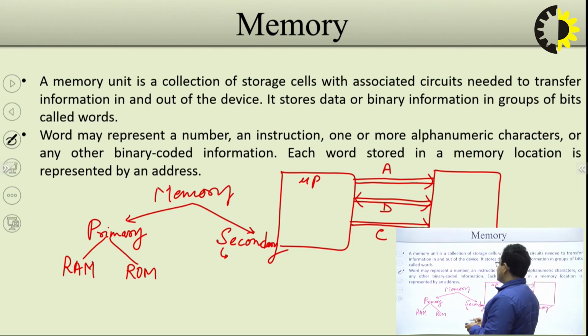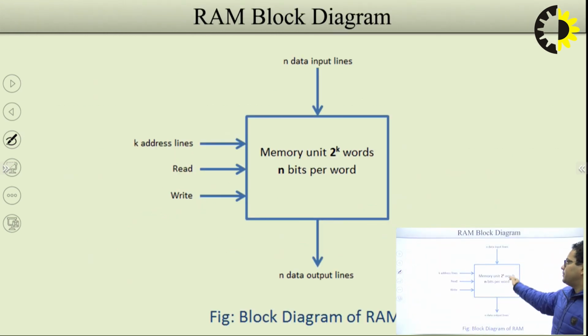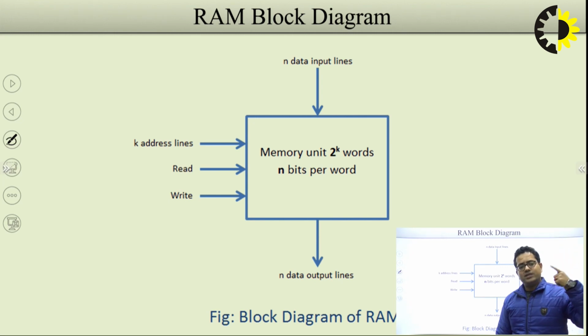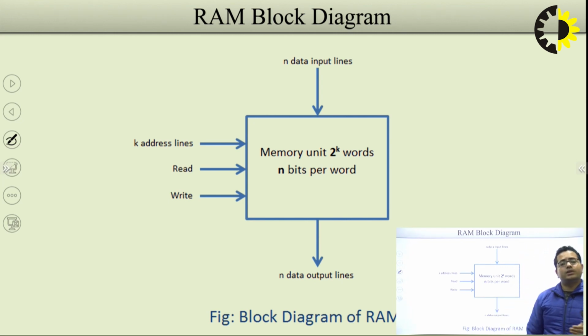So after this, let us talk about the RAM. So this is what we have just discussed about the memory. In a memory, we have three buses: address bus, data bus, as well as the read or control bus, read write. So that same thing is going to be shown in this block diagram.